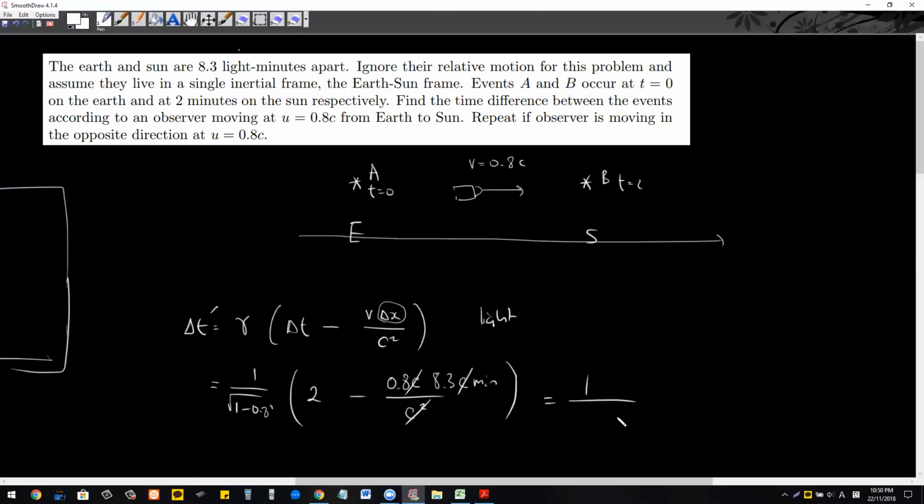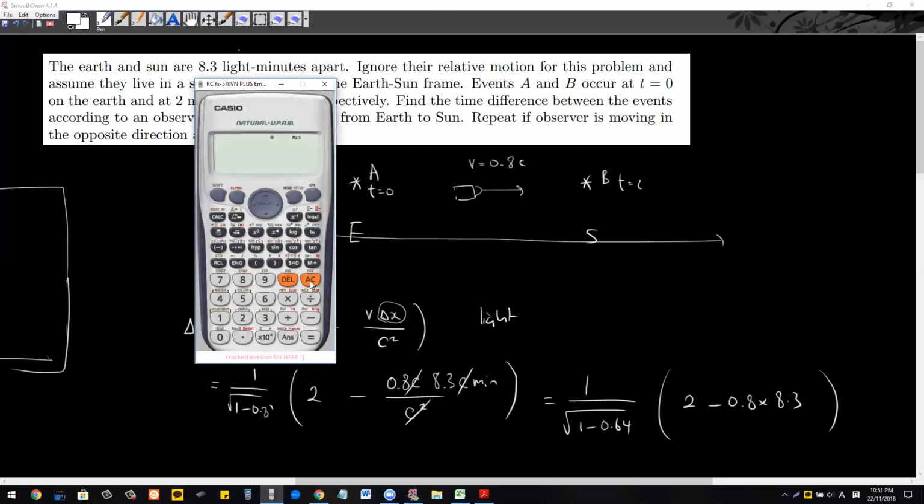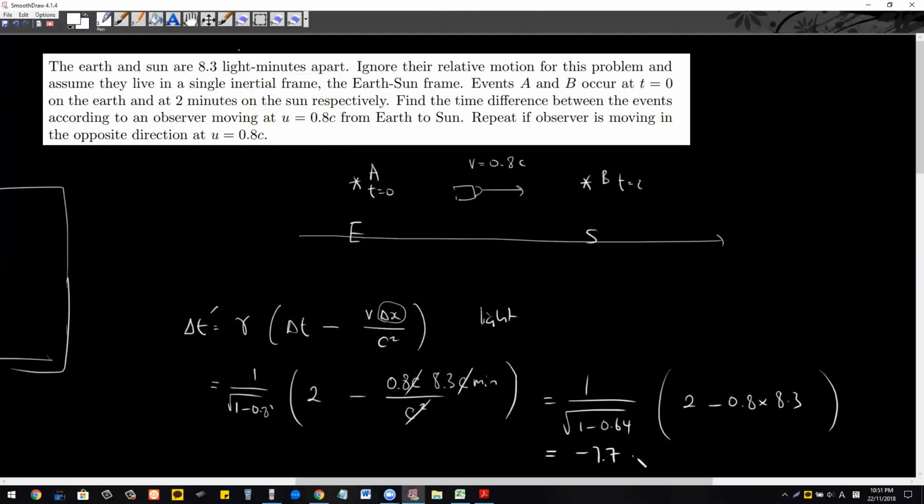So this is 1 over root of 1 minus 0.64, and then 2 minus 0.8 times 8.3, divided by root of 1 minus 0.64. And oh, it's negative. So this is negative 7.7. What does the negative sign mean? The time interval is negative 7.7, which means B happened first, and then 7.7 minutes later, A happened.